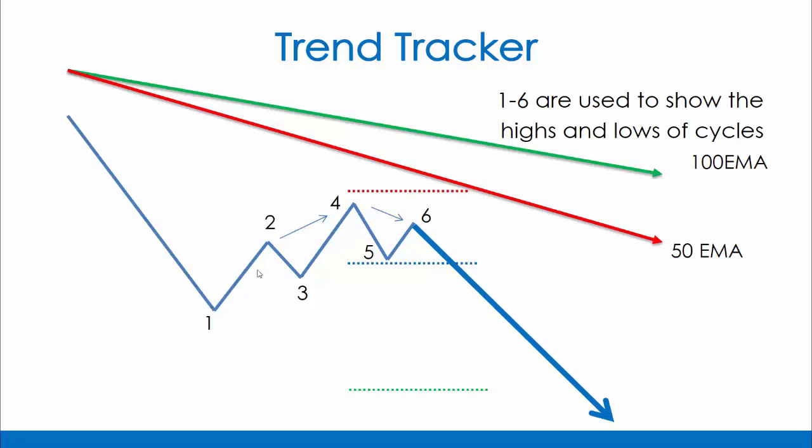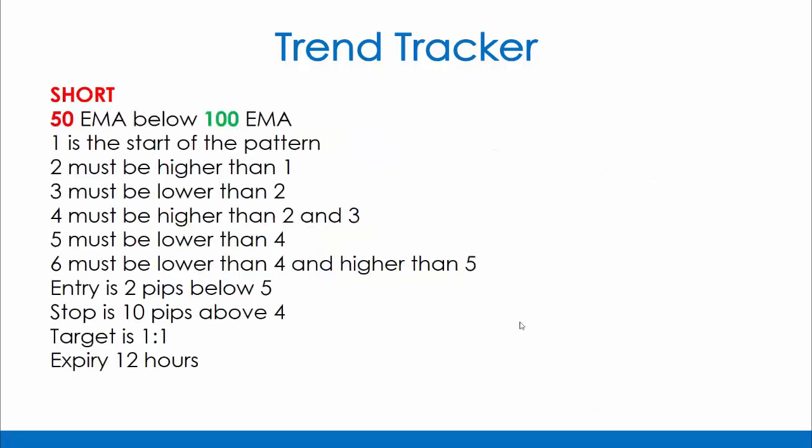So 1's the start, 2 must be higher than 1, 3 must be lower than 2, 4 has to be higher than 2, 5 then basically has to be lower than 4, and 6 must be in between 4 and 5, ready for that next move down again. And it's all explained through there so that you can see.